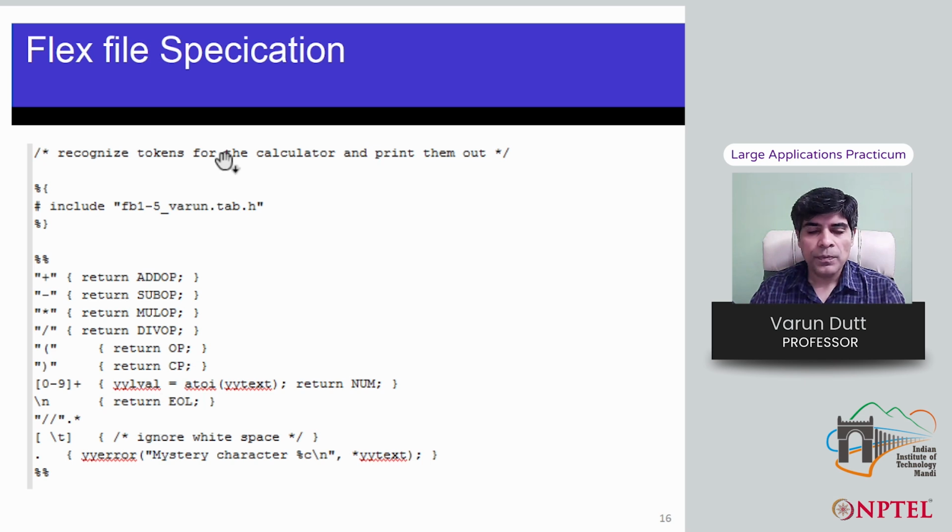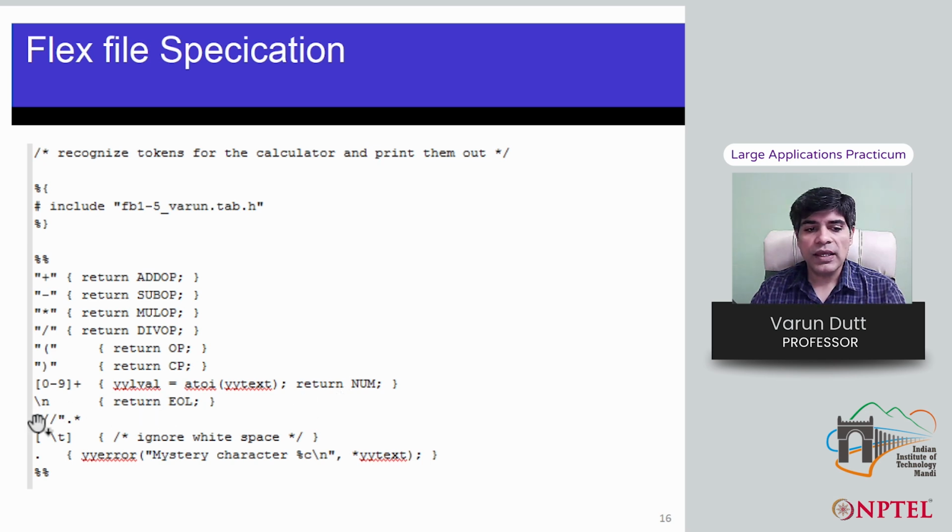So for example, for the calculator example, this is the Flex file where we have included the same fb1-5_varun.tab.h. This file will be created by Bison. We have included it in the Flex program, and then we have written the rules, which is just to create tokens out of the addition symbol, subtraction operation, multiplication, division, bracket open, bracket closed, and numbers. There we are going to convert that number into yylval and return that number.